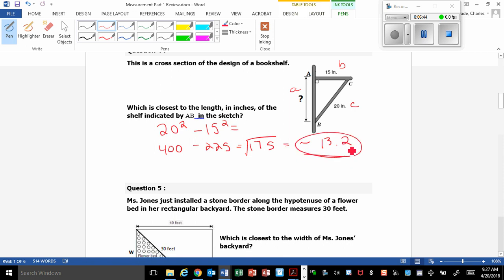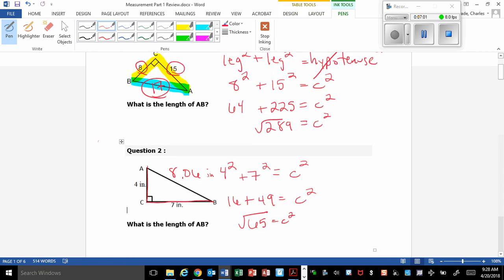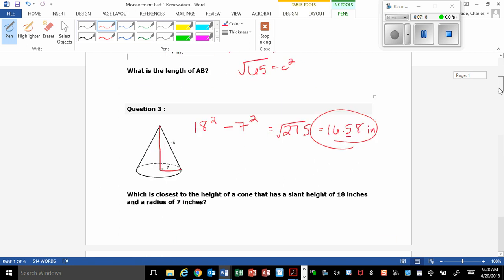Now remember, one way to check is to make sure that the hypotenuse is always the longest side. At least that'll give you an idea. If one of the legs is longer than this, then you know it's not right, and you need to go back and check. Let's go back and check ours. 8, 15, 17. Remember, what's that one called? 8, 15, 17, right? Pythagorean triple. Don't forget that.